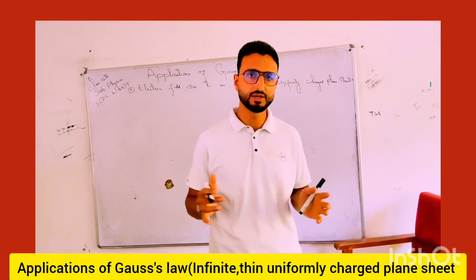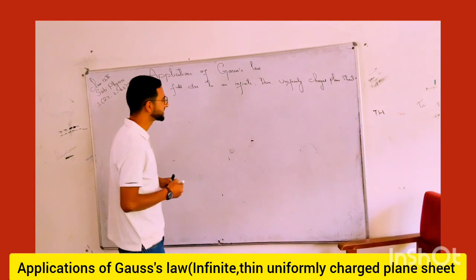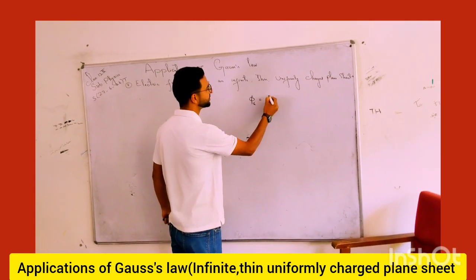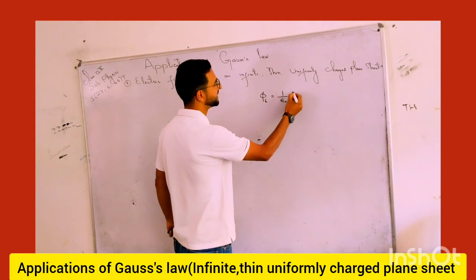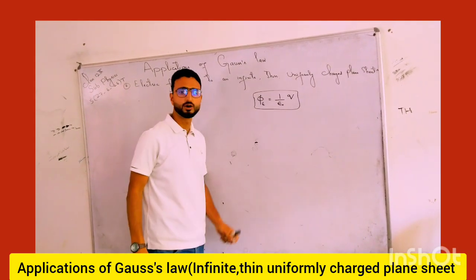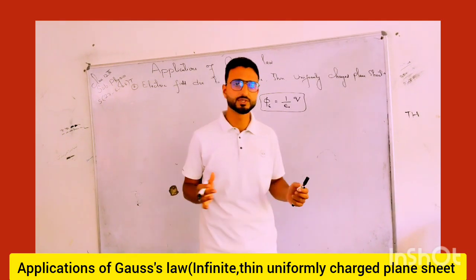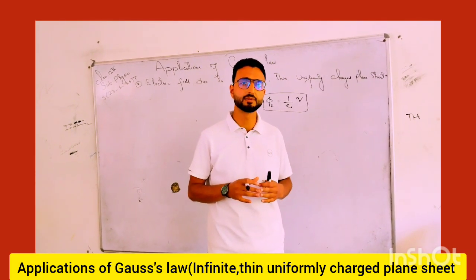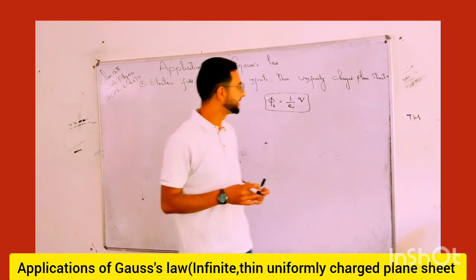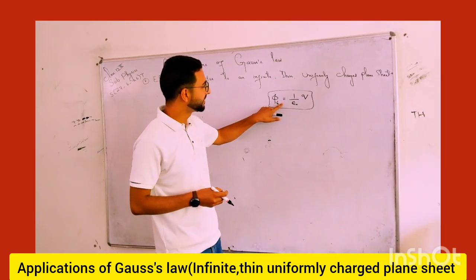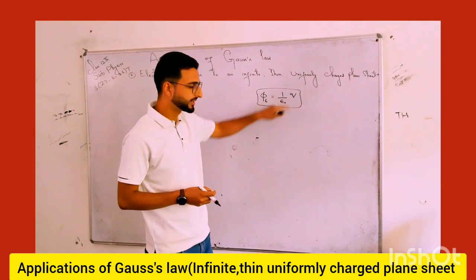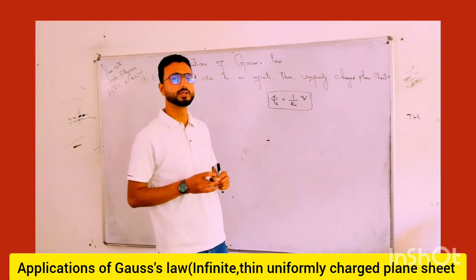Dear students, you already know the statement of Gauss's law. Simply, the statement is that the electric flux through a closed surface in a vacuum is 1 by epsilon naught times q. I have already discussed Gauss's law in detail, how to prove it for a spherically symmetric surface, and how to deduce Coulomb's law from Gauss's law. We have already discussed it. So this is the statement of Gauss's law: the electric flux through a closed surface is 1 by epsilon naught times the net charge enclosed by the surface, right?